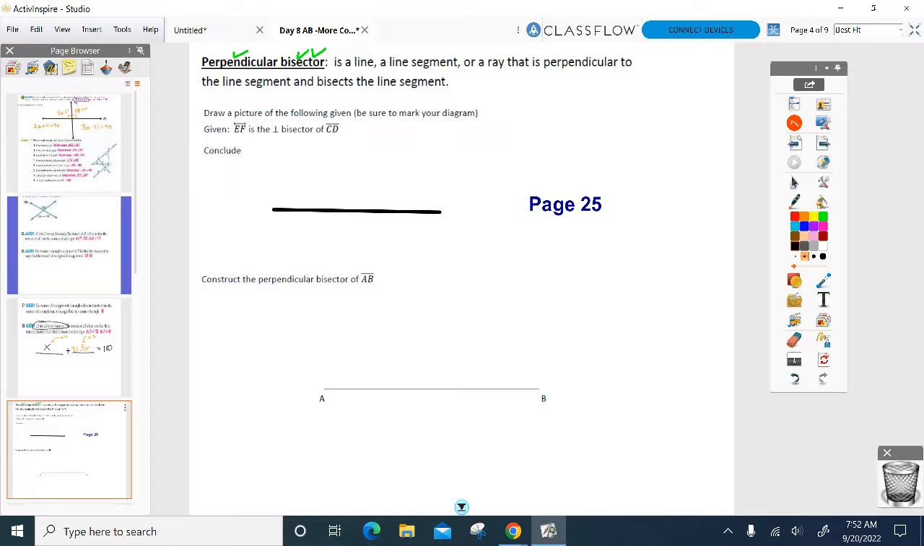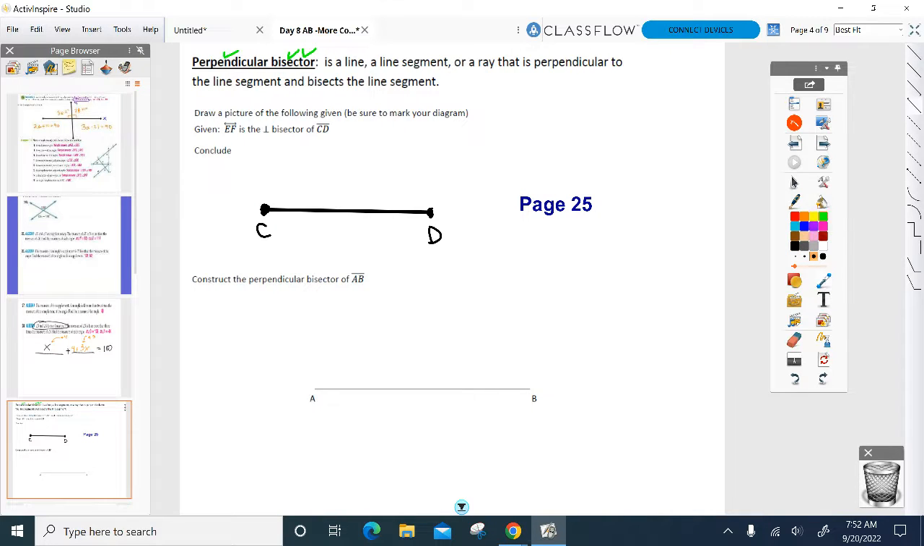So what's got to go on the endpoints? C and D. All right, now you're going to draw me EF. That makes it a perpendicular bisector. So watch what I'm going to do up here first, and then you do the correct version. Somebody tell me why that's not correct. That's not going to be EF. Why not? It's not bisecting it. It might form a right angle, but it's not bisecting it.